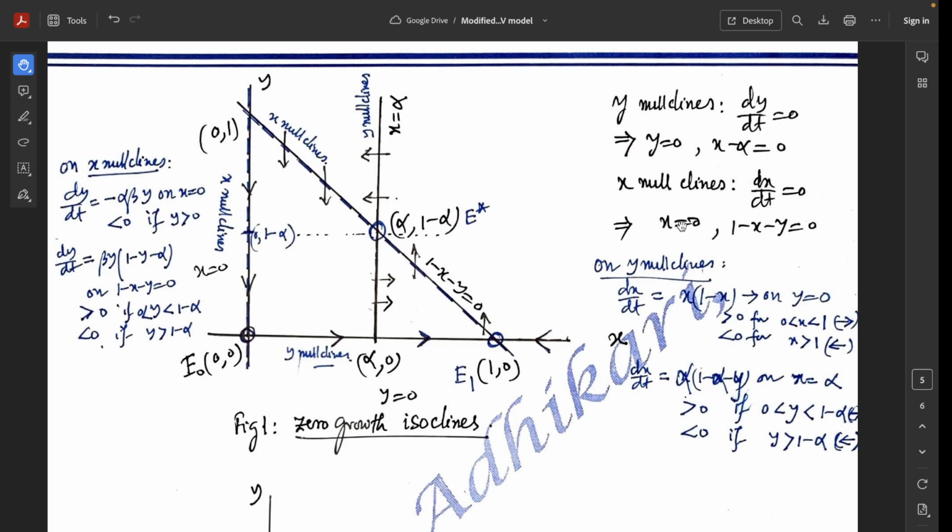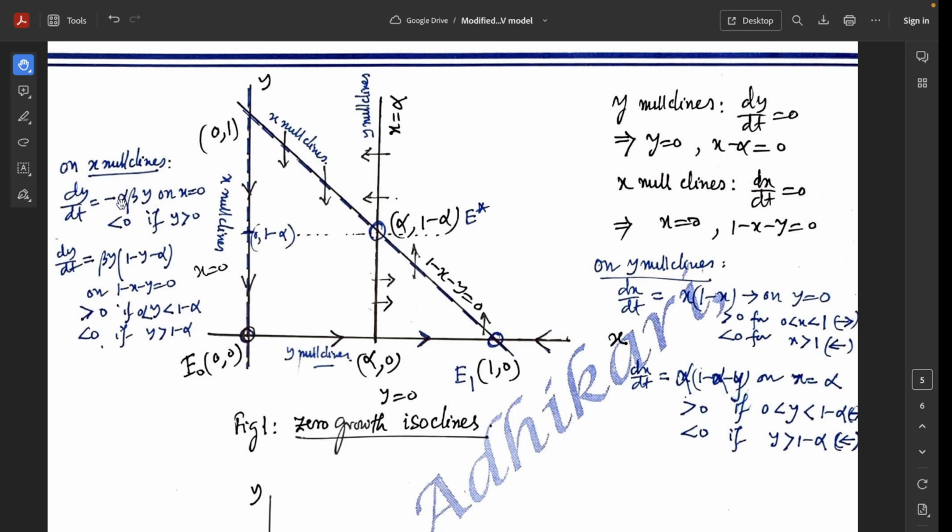So the x null lines here: x equal to 0 means the y axis, and 1 minus x minus y equal to 0 means this straight line passing through the points (1, 0) and (0, 1). So these are the x null lines. On these straight lines, the horizontal component of velocity dx/dt is 0. So the vertical component of velocity dy/dt on those straight lines, putting x equal to 0 on this line, is minus alpha beta into y.